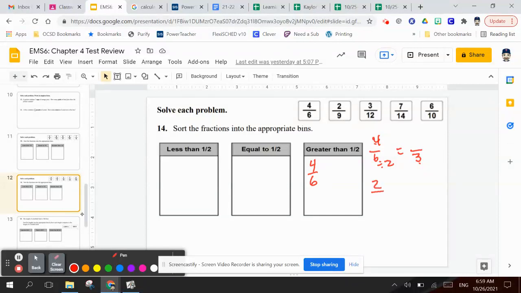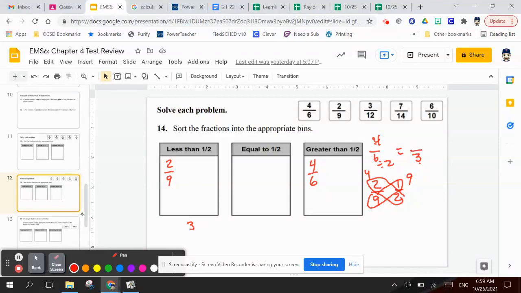2/9, again, I can do this with 1/2 as well and cross multiply. 9 times 1 is 9. 2 times 2 is 4. 4 is less than 9, so that means 2/9 is less than 1/2.